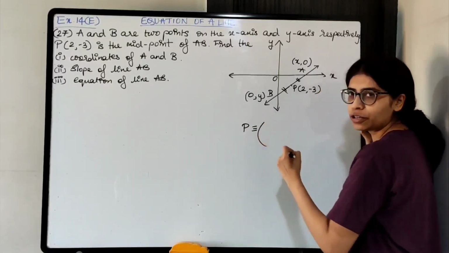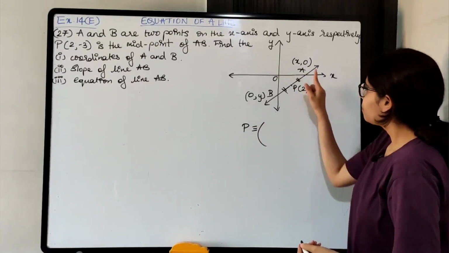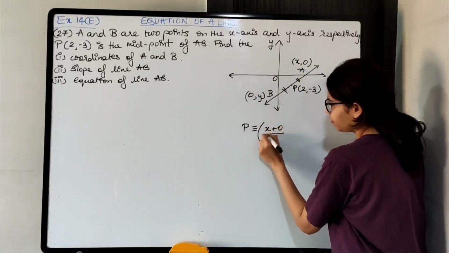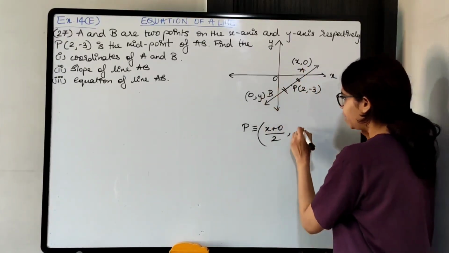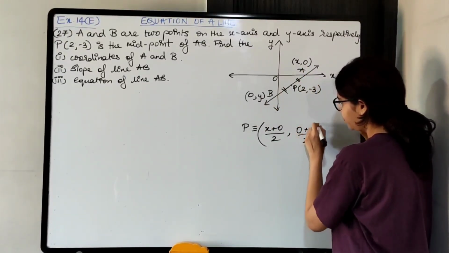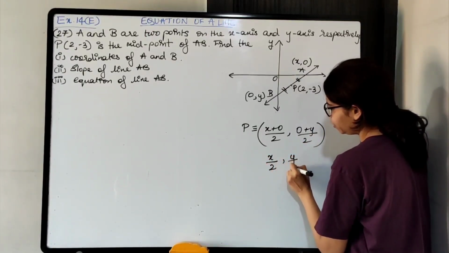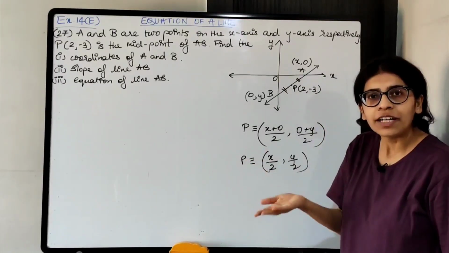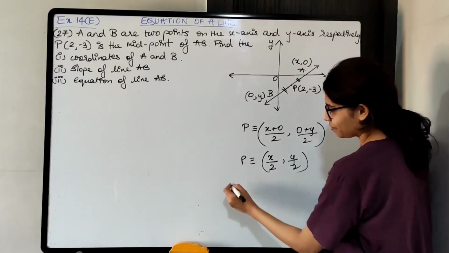If you apply midpoint formula, then P का x coordinate क्या हो जाएगा? x plus 0 divided by 2. y coordinate 0 plus y divided by 2. Okay, that is nothing but x by 2, y by 2. But we already know the coordinates of P. It is 2, minus 3.